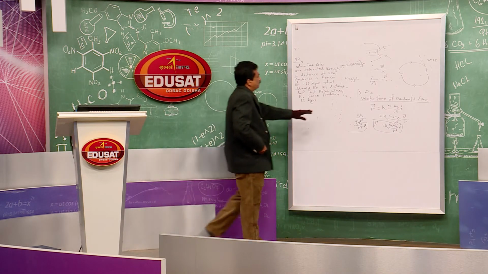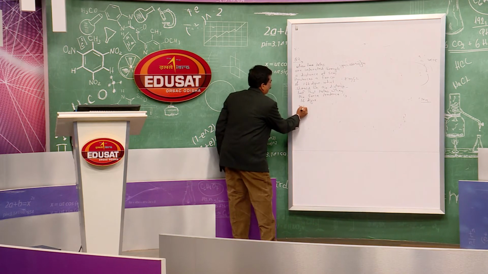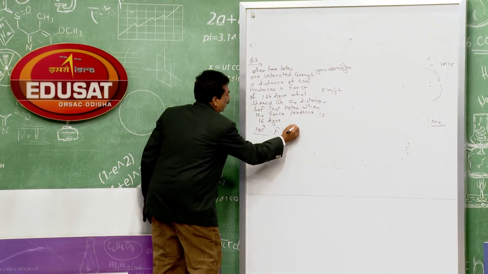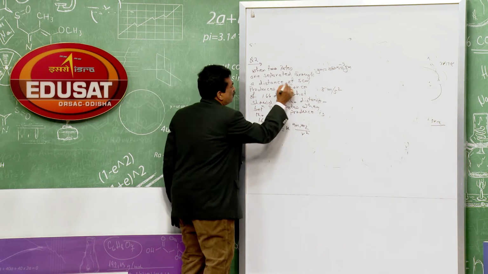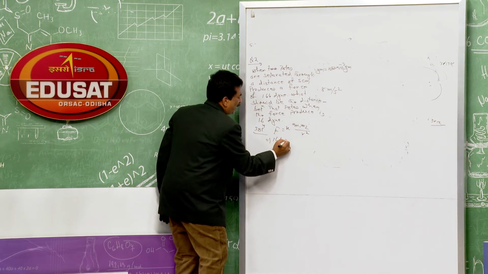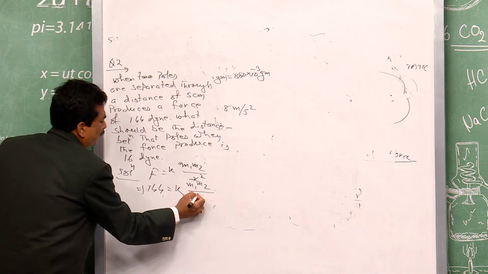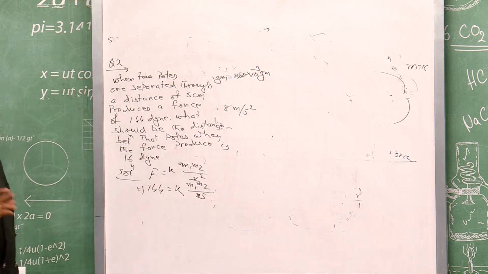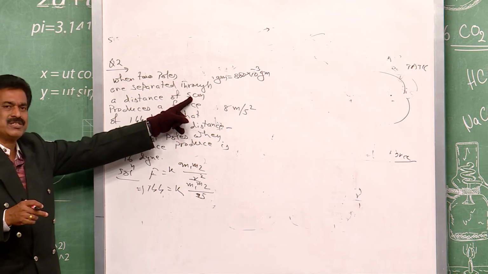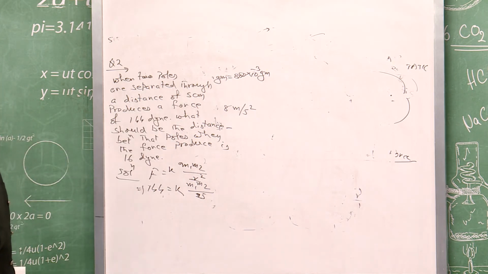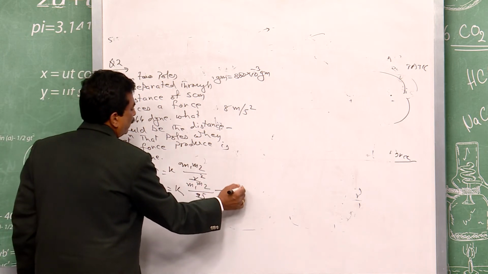So, for the solution, F is equal to K m1 m2 by r squared, that we know. So F is equal to 144, which equals K m1 m2 by the distance, which is 5, so 5 squared, that is 25. But what happens for K? As I said in the earlier problem, this is in CGS. In CGS, the K value we generally take is 1, or without taking that K value, you may put this as equation 1.